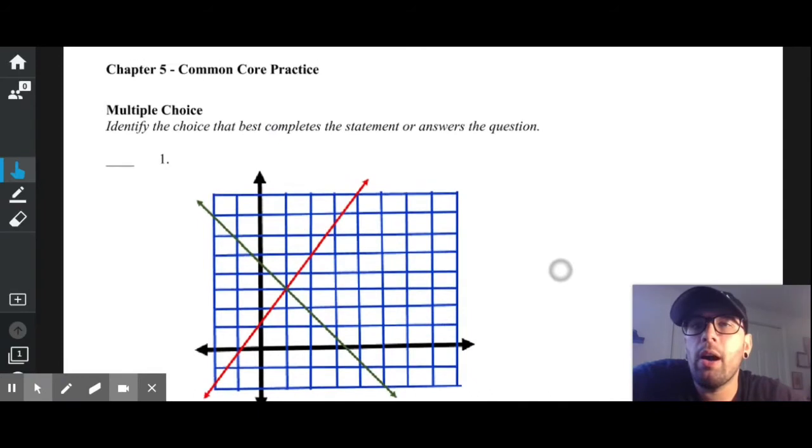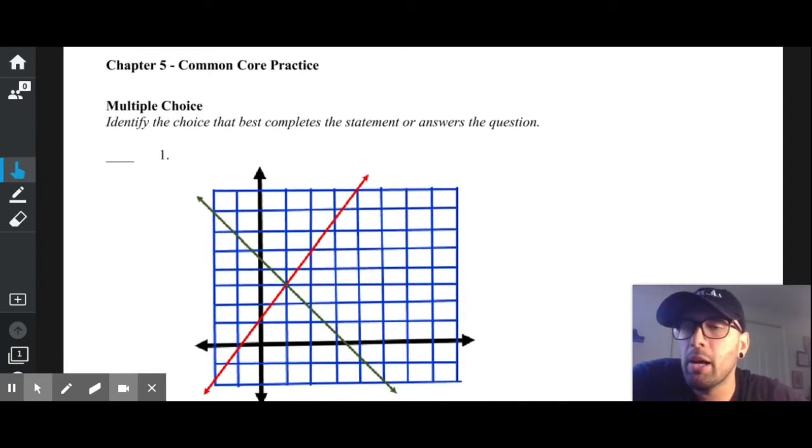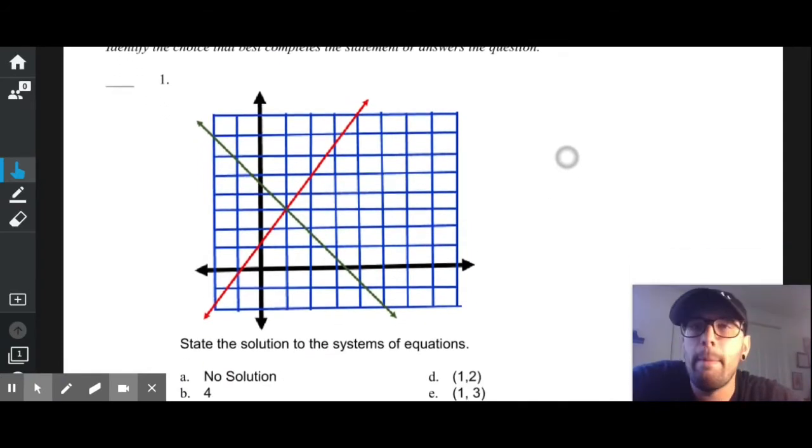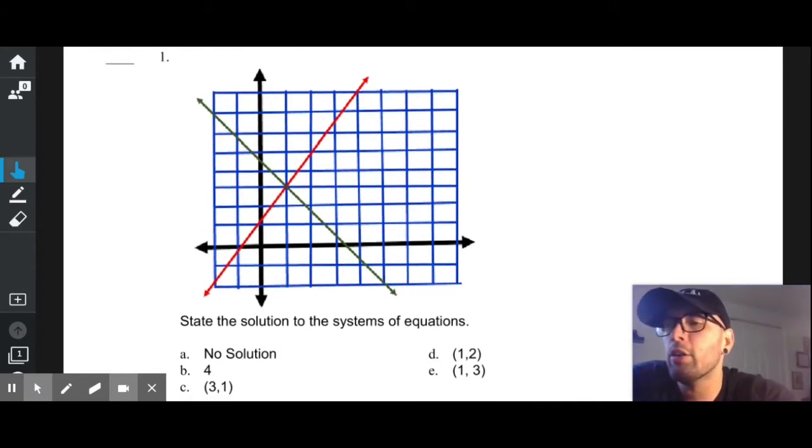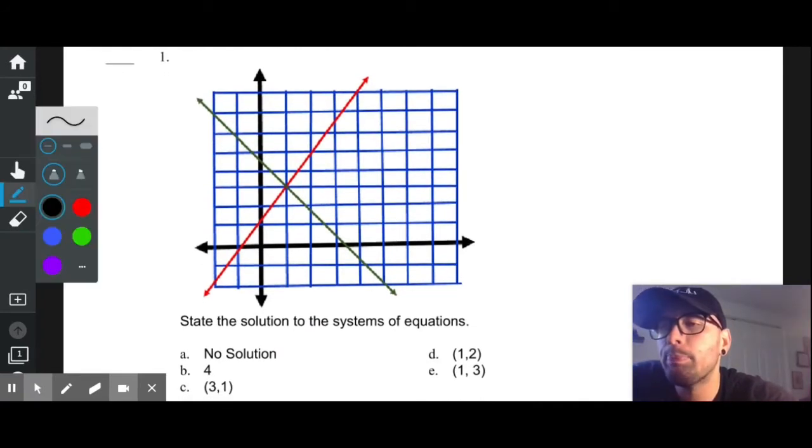Right, chapter 5, Common Core. This is going to be barrels and barrels and barrels of fun. Easily the hardest chapter in the book. But we start out pretty easy here.